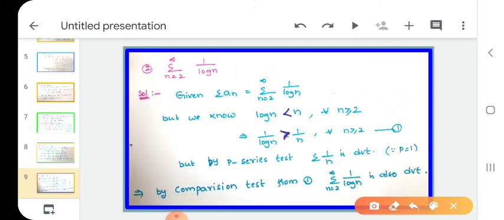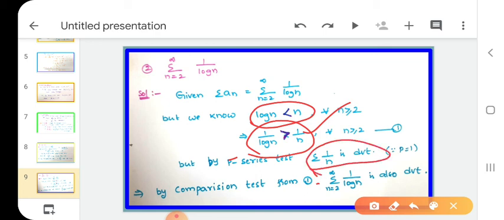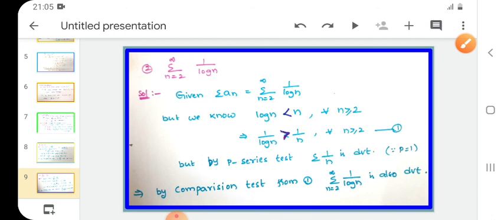Similarly here we take log n less than n and then 1 by log n greater than 1 by n. We check whether 1 by n is convergent or not. We found 1 by n is divergent. Then since 1 by n is smaller than 1 by log n, automatically the larger series 1 by log n is also divergent. Here also we use two tests, p-test and comparison test.